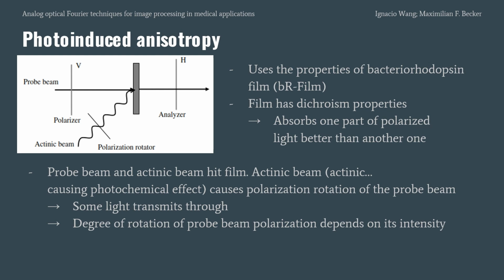When the incoming actinic light hits the film, it induces the polarization rotation. So the now polarized light can partly get through the film due to the film's dichroism, and after that it hits the analyzer, which will be important later. So when we have the probe beam and the actinic beam together hitting the film, some light gets transmitted through, and the degree of rotation of the probe beam polarization is dependent on its intensity.